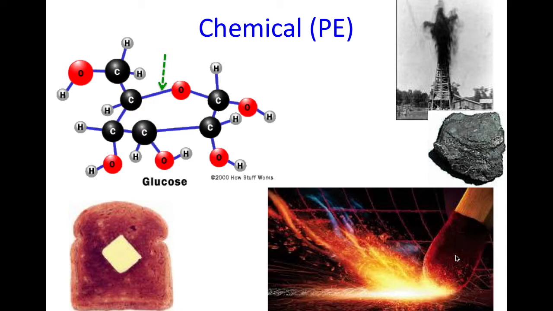And of course, here we have an example of a match, and the match head has a few different elements and compounds. For example, there's sulfur, phosphorus, potassium chlorate, and ammonium phosphate, and that is just sitting there until you use it. So therefore, it is chemical, it's potential energy. Of course, when you strike the match, it breaks the bonds and it releases the chemical energy.